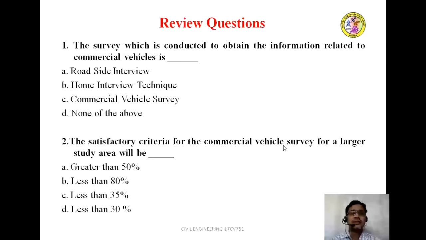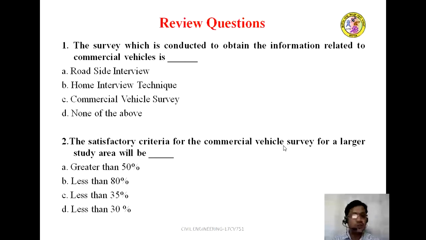First question: the survey which is conducted to obtain the information related to commercial vehicles is: option A, roadside interview; option B, home interview technique; option C, commercial vehicle surveys; option D, none of the above. As the statement indicates, it is the commercial vehicle survey. The correct answer is C, commercial vehicle survey.